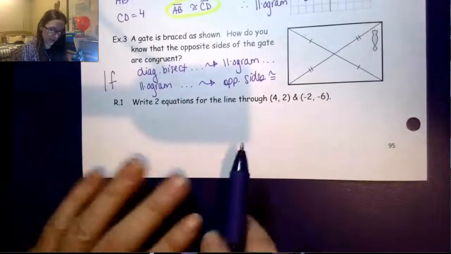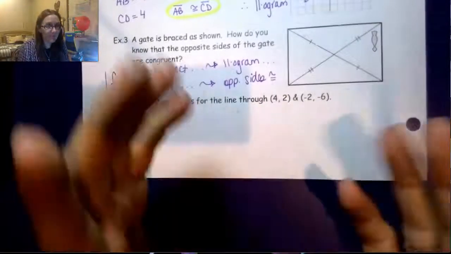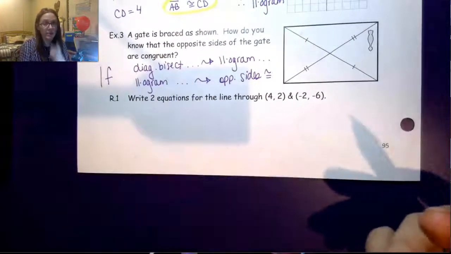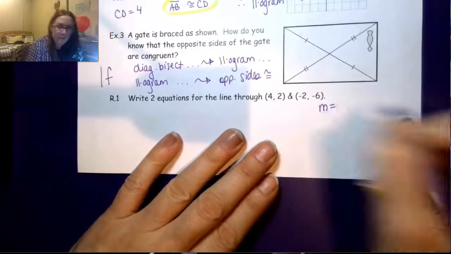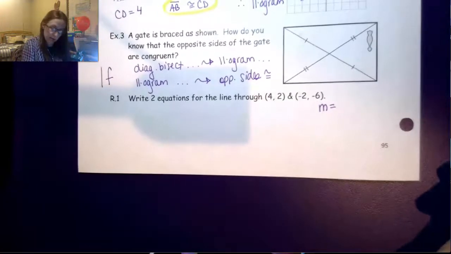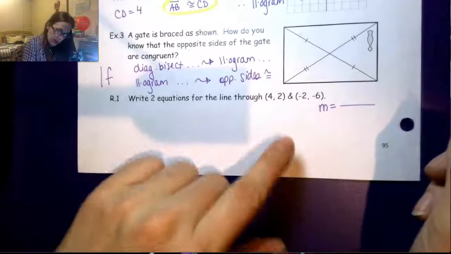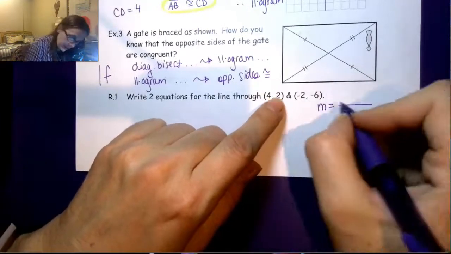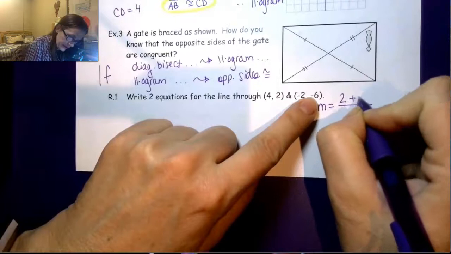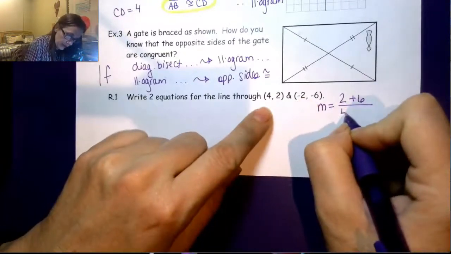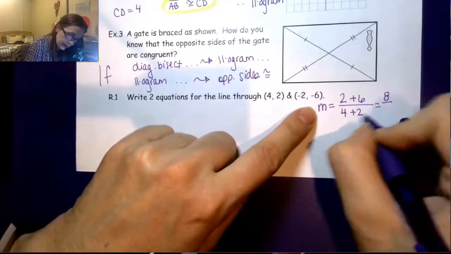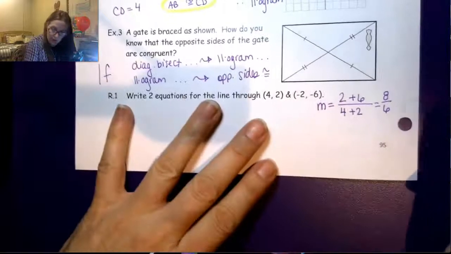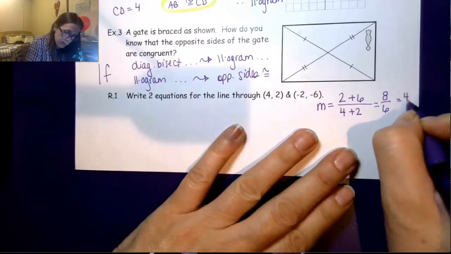Okay, the last one here is a little bit of a review. Can we write two equations for the line through these 2 points? I have 2 points, which means I can calculate slope. So go ahead and calculate slope over here, and then you should start with your first line. So slope is going to be change in y's. I'm going to start with 2 minus negative 6. I'm going to put 4 minus negative 2. I get 8. 4 plus 2 is 6. I want to simplify if possible. Divide by 2, I get 4/3.